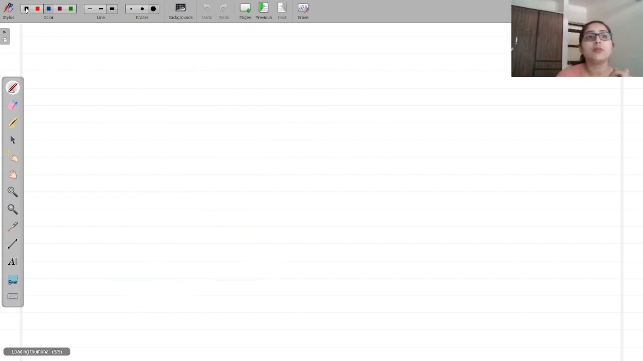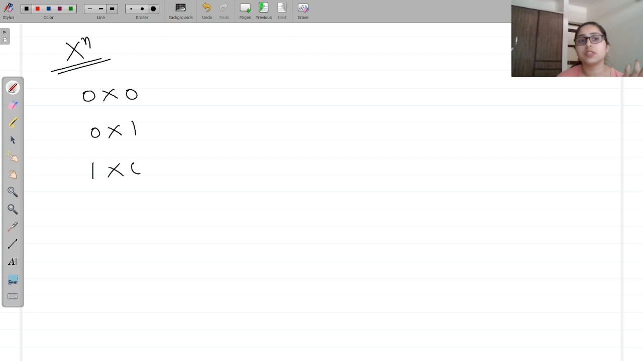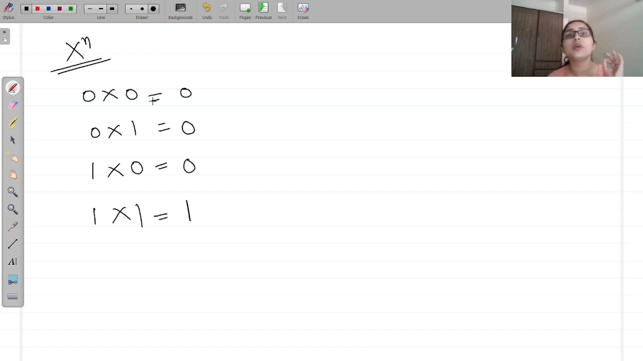So next we have binary multiplication. So what are the rules? 0 into 0, 0 into 1, 1 into 0, 1 into 1. So 0 into 0 will be 0, 0 into 1 will be 0, 1 into 0 will be 0, 1 into 1 will be 1. So whatever number you are multiplying with 0, you will get the answer as 0 itself. So these are the multiplication rules.